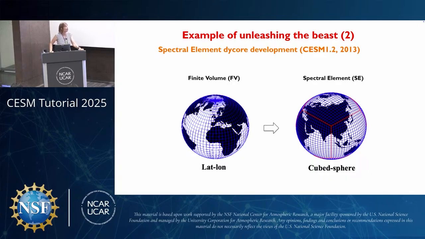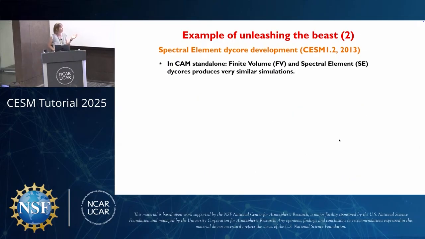My second example of unleashing the beast is when we tried to change the dynamical core of the model, going from finite volume to spectral element. I think Peter might have shown this in his talk this morning, but they are two different dynamical cores and two different grids. When we go from one to the other, in theory, nothing can really happen. And it's true that when we did the CAM standalone simulations, the finite volume and the spectral element gave very, very similar results. It was even boring. We changed the dynamical core and it looks basically the same.